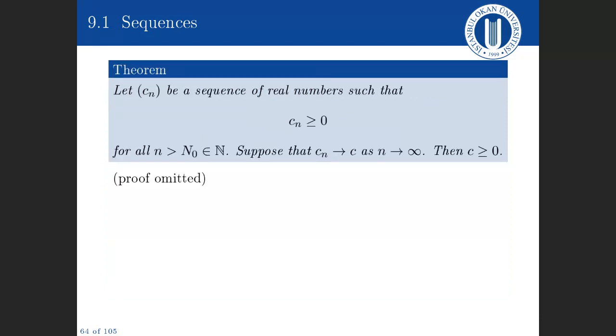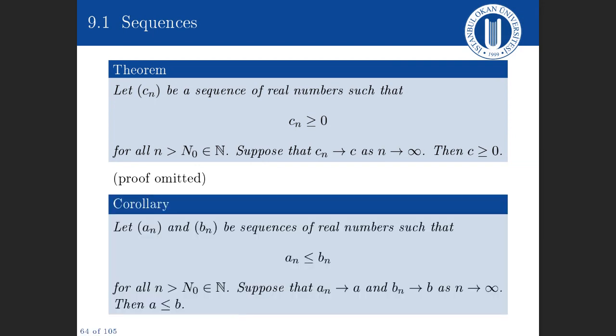Let Cn be a sequence of real numbers such that Cn is always positive after n0. Suppose that Cn converges to C, then C must be greater than or equal to 0. I'm not going to prove this. Let's admit this proof. We don't have time to prove everything today.